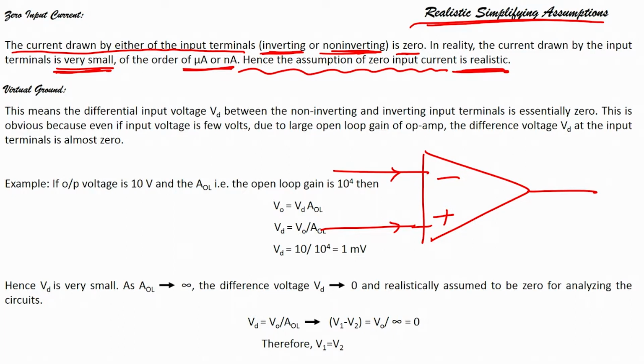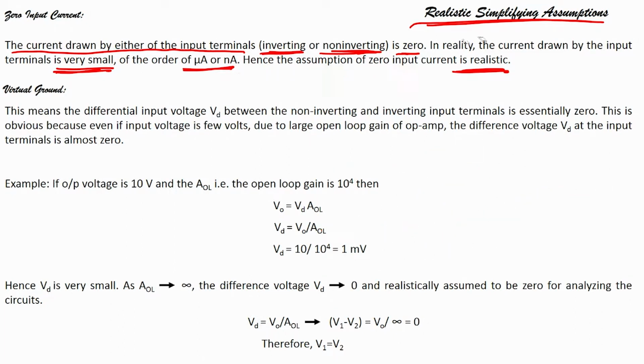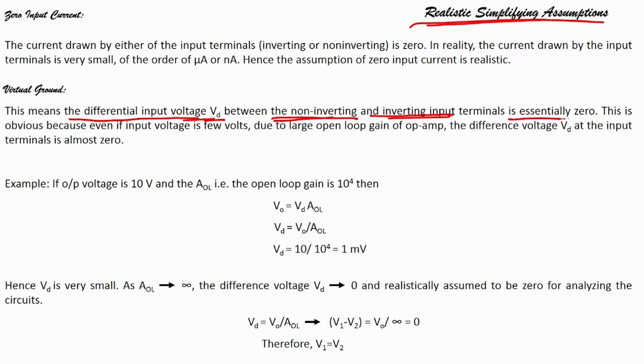Second, and the most important concept in op amp is the virtual ground. What is virtual? Virtual means not real. So, what is it? This means that the difference in input voltage Vd between the non-inverting and inverting input terminal is essentially 0. This is obvious because even if the input voltage is a few volts, due to large open loop gain, the difference of voltage Vd at the input terminal is almost 0, correct.